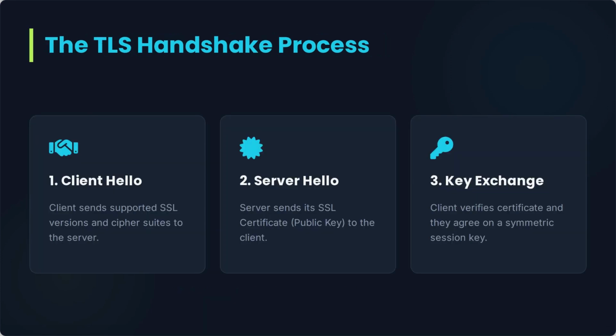The TLS Handshake process. How does this security actually start? It begins with a handshake. First, the client sends a hello with its security capabilities. The server responds with its hello and its digital certificate. Finally, they perform a key exchange to agree on a secret code that only they know. This entire complex process happens in mere milliseconds before the first piece of website data even loads on your screen.